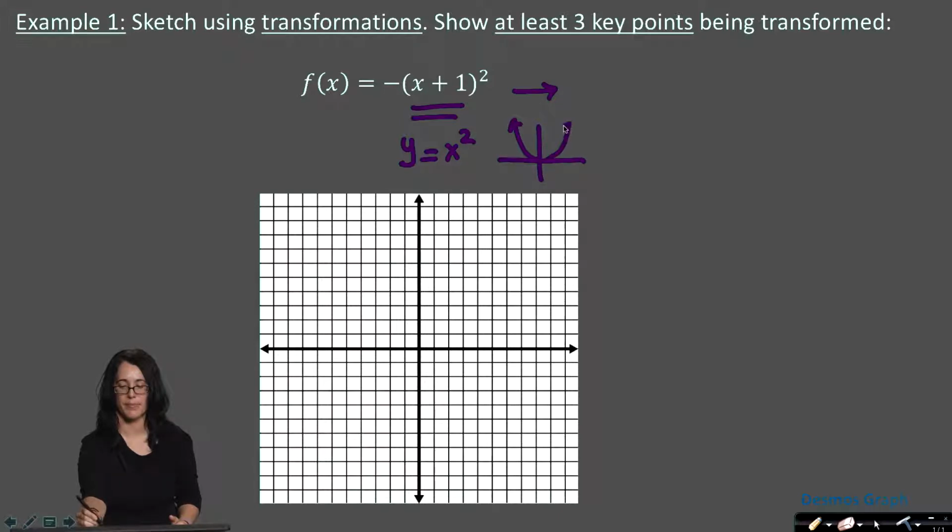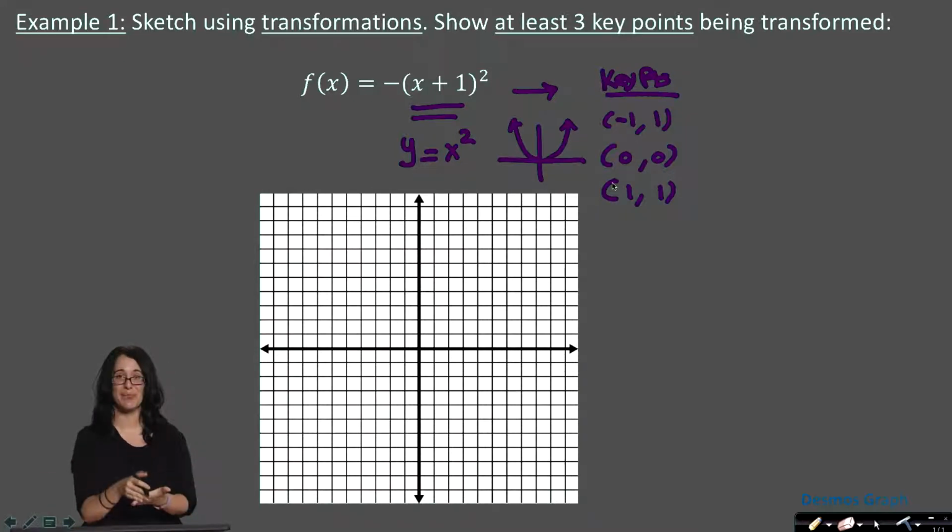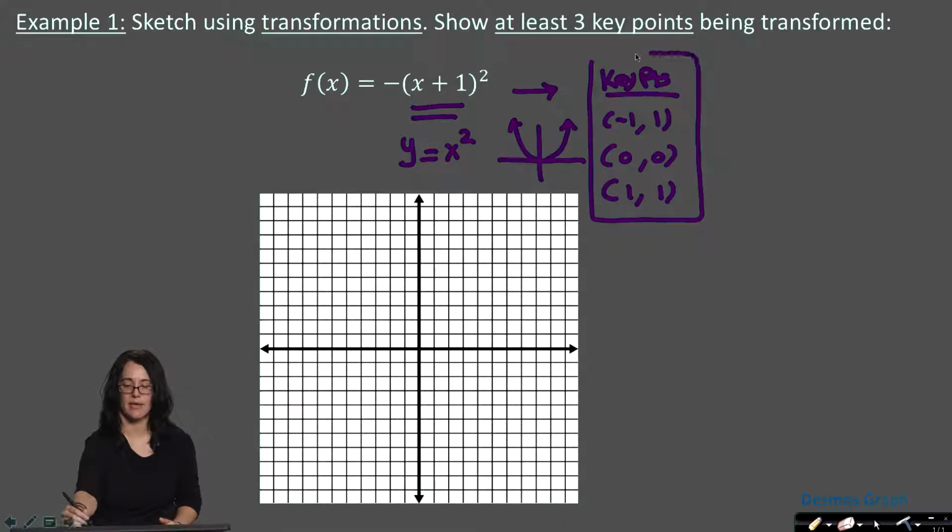A parabola opening up, full parabola. Now that parabola had 3 key points, and they were your 3 key points originally. For y equals x squared, they were negative 1, positive 1, right? They were 0, 0, and they were positive 1, positive 1. I'm not making them up, I'm simply inputting x and getting y, right? So those are the three key points that we had for a parabola y equals x squared.